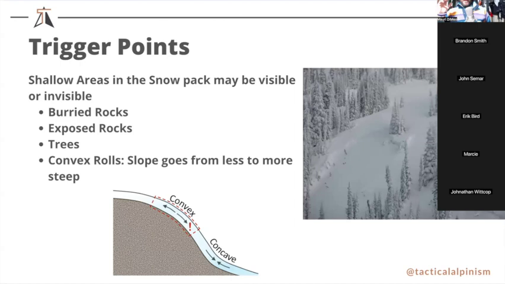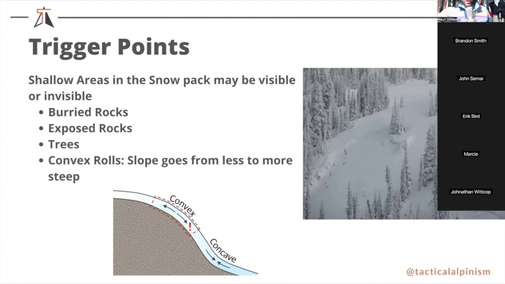So once we get away from triggers, then we have trigger points. Generally, trigger points are areas where it's easier to trigger an avalanche, where the snow is shallower or under more tension. Shallow areas are where there are buried rocks that you might not be able to see under the snow. You could have buried trees, exposed rocks and trees, and then you have convex rolls, the image depicted on the slide, both on the left side and the right.